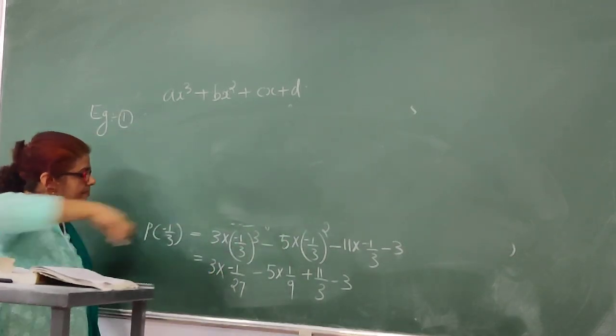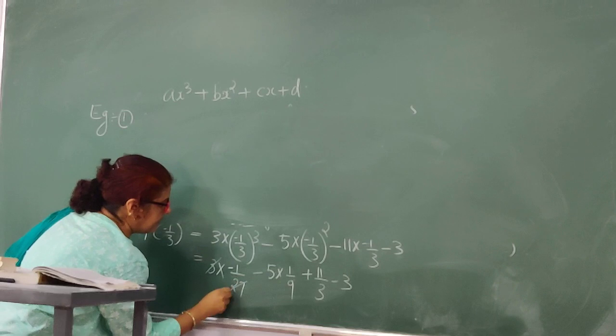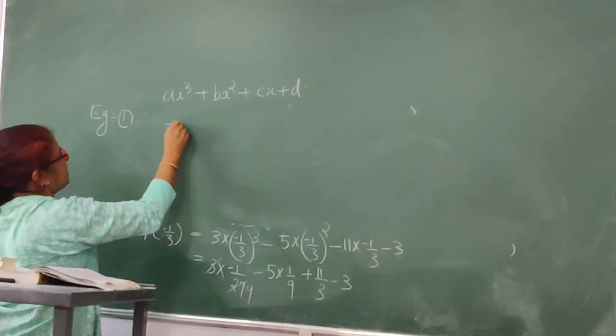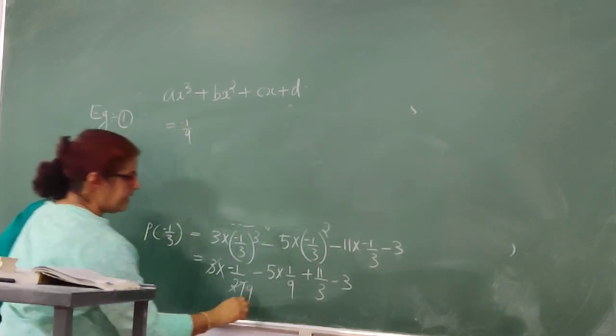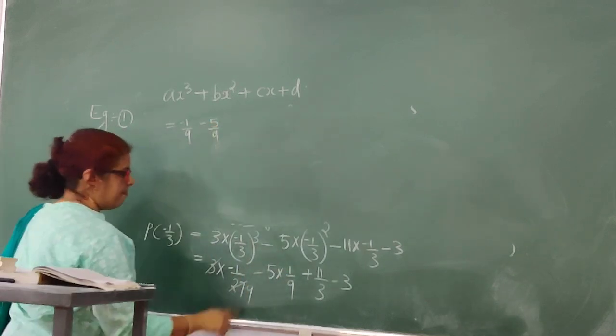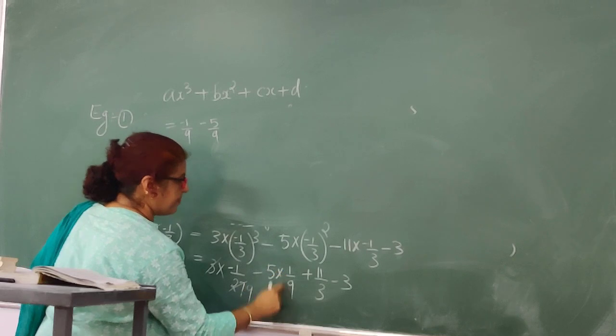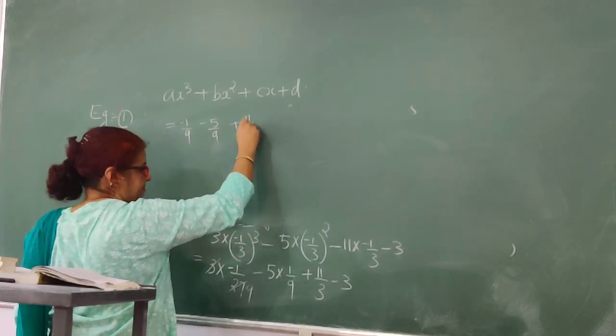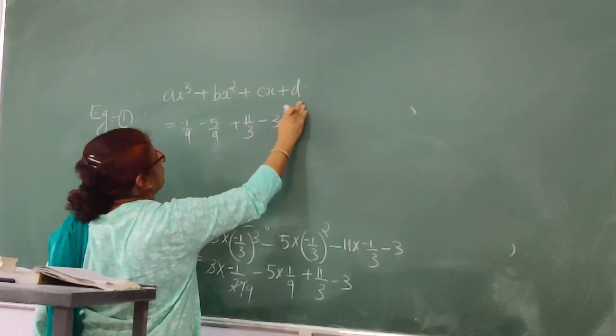3 into minus 1 by 27. We use the cutting method. It is minus 1 by 9. Next comes minus 5 by 9. Minus 1 by 9, minus 5 by 9, plus 11 by 3, minus 3.